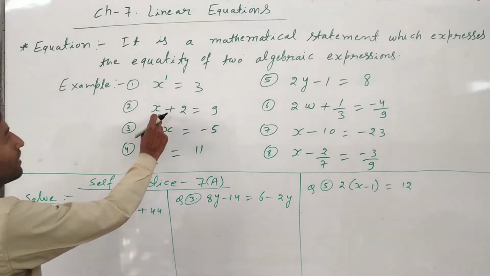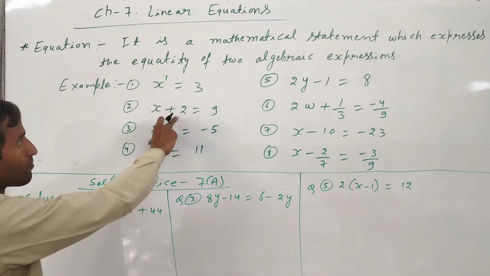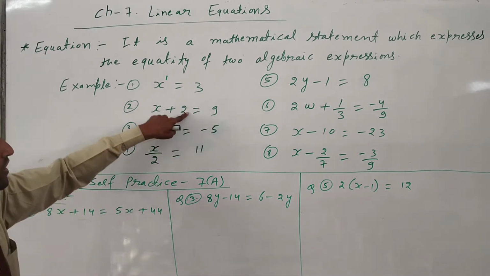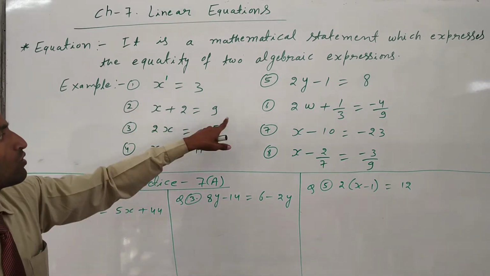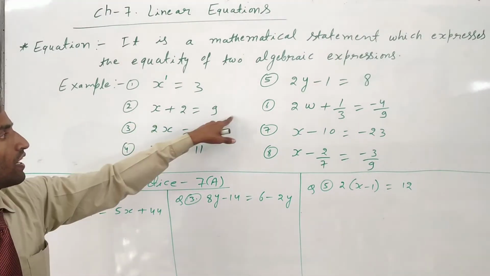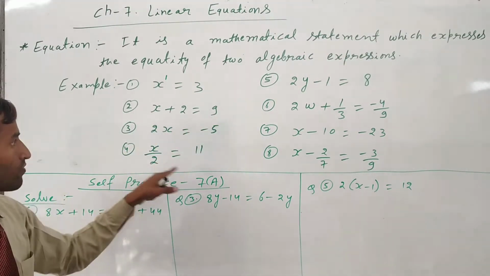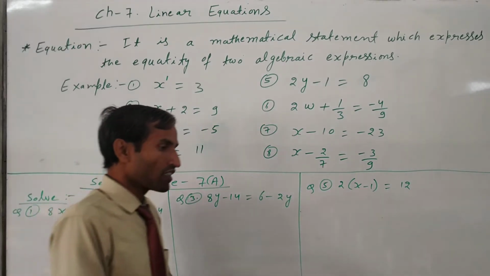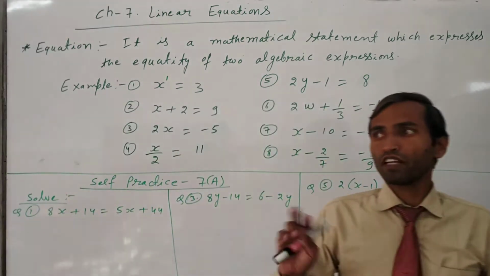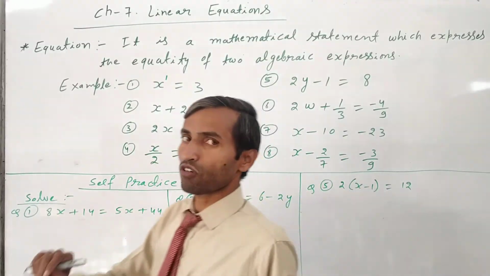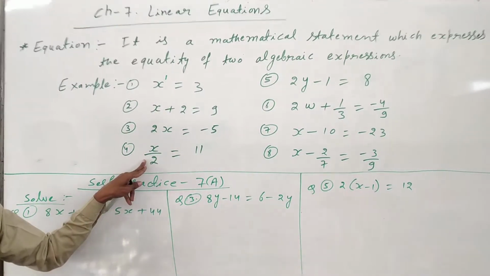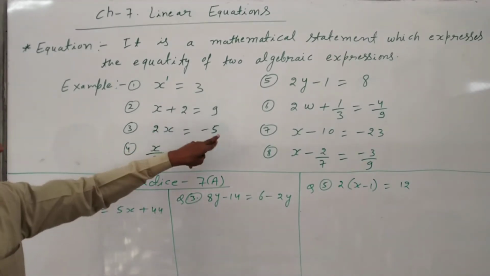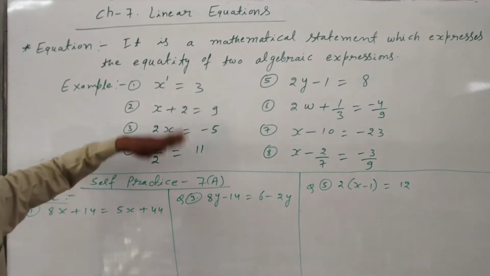Now the second example, x + 2 = 9. This is a binomial equal to a constant, so this is called a linear equation. Same types here. Maybe some coefficient is there with the variable, and some constant, and maybe a fraction also. So x/2 = 11, 2x = -5. These are examples of linear equations.